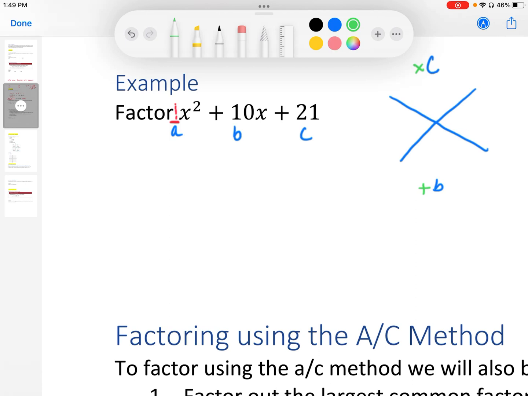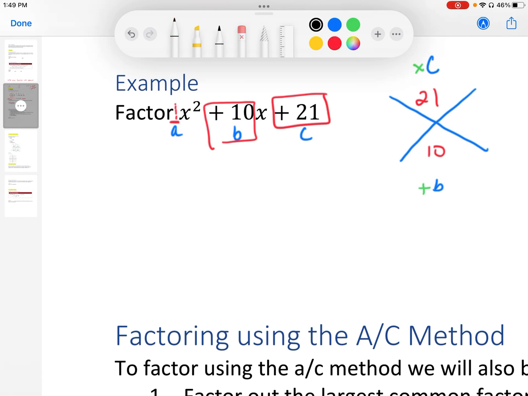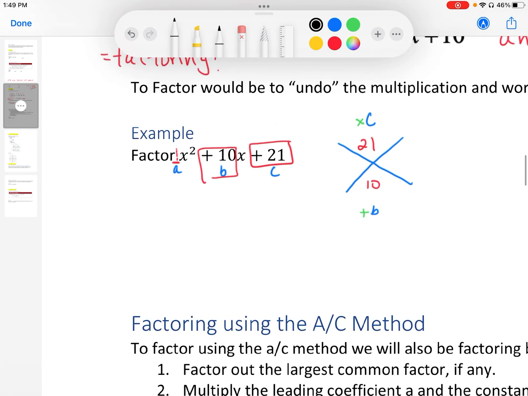In this case, our C is 21, and our B is positive 10. And I should have made that more clear for C. Our C is positive 21. All right. Well, what numbers work here? If a number doesn't come to mind right away, make a list of all the numbers that would multiply to give you 21. See if anything would match that description.